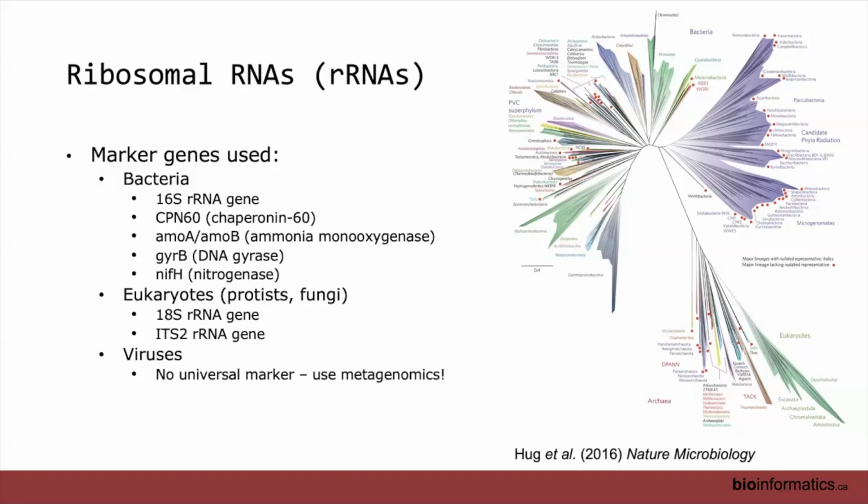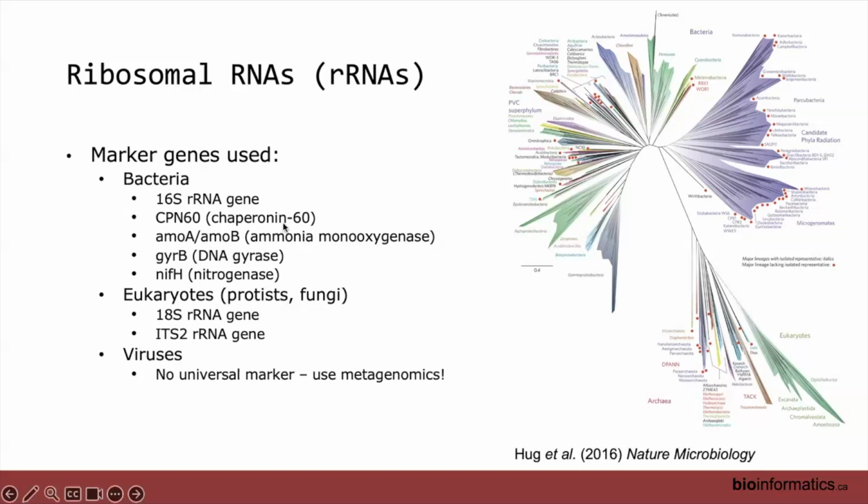In terms of the marker genes that we use for bacteria and also archaea, I probably should have put that, we're often looking at the 16S rRNA gene. That's by far the most commonly used in microbiome analyses, but there are other genes that people will use as well, and some of this depends on what your purpose is. Some of them will work better or worse in different systems.